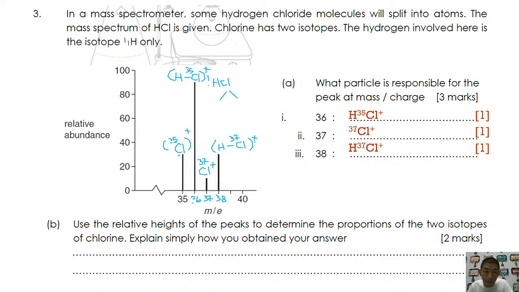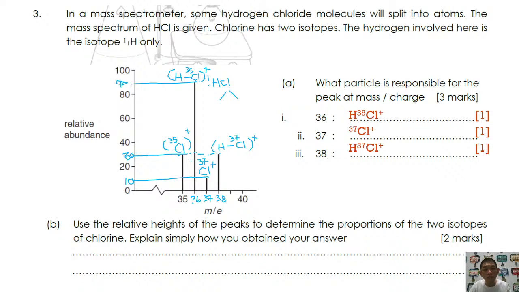B. Using the relative height of the peak to determine the proportion of the two isotopes, explain how you obtain your answer. What is the ratio? What is the proportion? If you use your ruler, you look carefully inside here. This is obviously 30. Then you use your ruler, you can see that this is obviously 10. As for this one, if you use your ruler, obviously this will be 90. And this will also be 30.